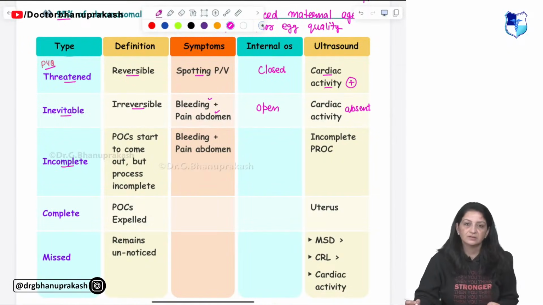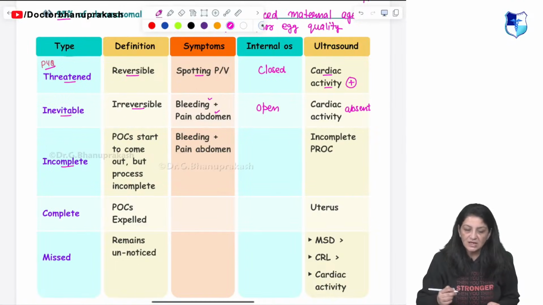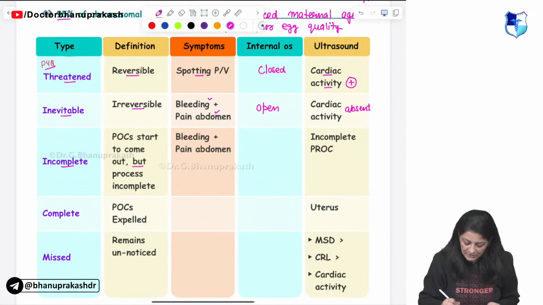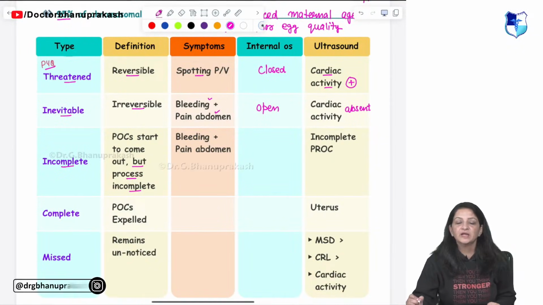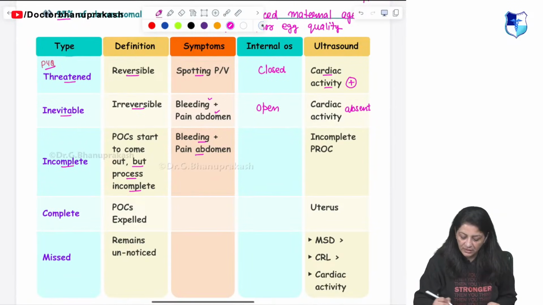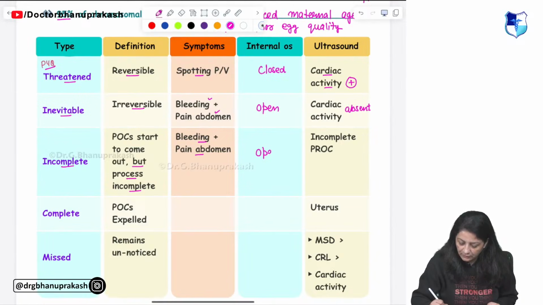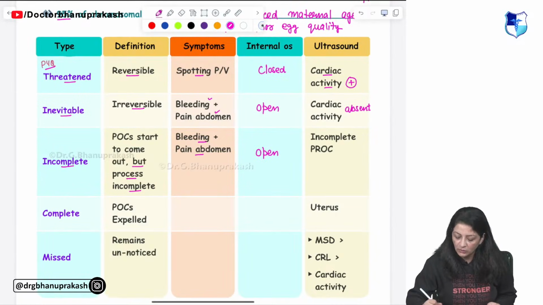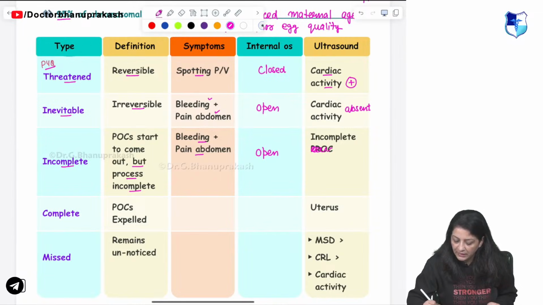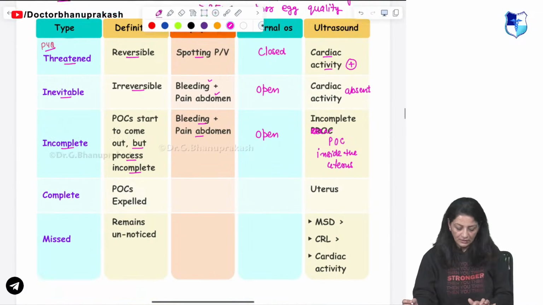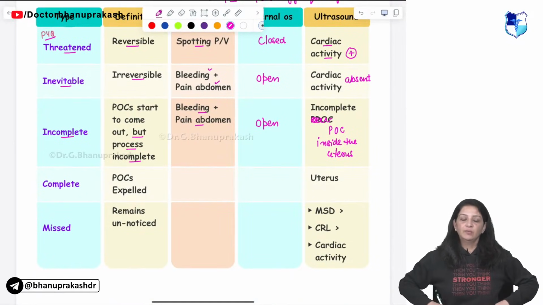Incomplete: product of conception starts to come out, but the process is incomplete. This is called incomplete abortion. Bleeding, pain abdomen and internal os will be open. On ultrasound, you will see incomplete product of conception inside the uterus. So this is an incomplete abortion.